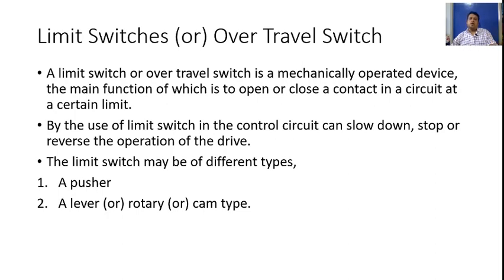Limit switches are overtravel switches. A limit switch or overtravel switch is a mechanically operated device, the main function of which is to open or close a contact in a circuit at a certain limit. By the use of a limit switch in the control circuit, it can slow down, stop or reverse the operation of the drive. The limit switch may be of different types: a pusher, a lever, rotary or cam type. Till now we have studied the push button, the relay, the fuse, and now the limit switches. So the limit switch is nothing but a pusher as well as a lever. These are the types which exist in limit switches.